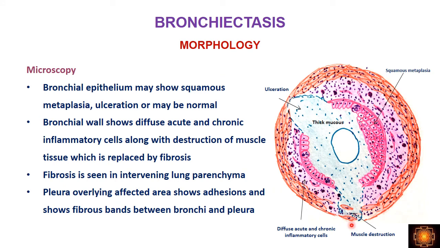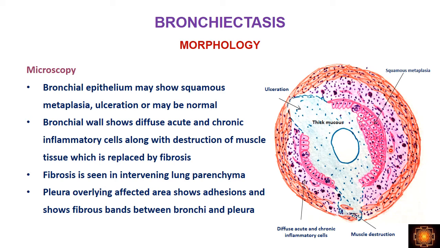Then microscopically, if we see from the mucous layer to the outer surface, in the mucous layer there can be ulceration of the epithelium because of the inflammatory cells and inflammatory destruction. You can have ulceration, or you can have a squamous metaplasia, that is replacement of the ciliated epithelium by squamous epithelium, or the epithelium may have non-ciliated columnar epithelium lining, or it can be the normal lining epithelium also. So all these changes you can see in the lining of the mucous layer.